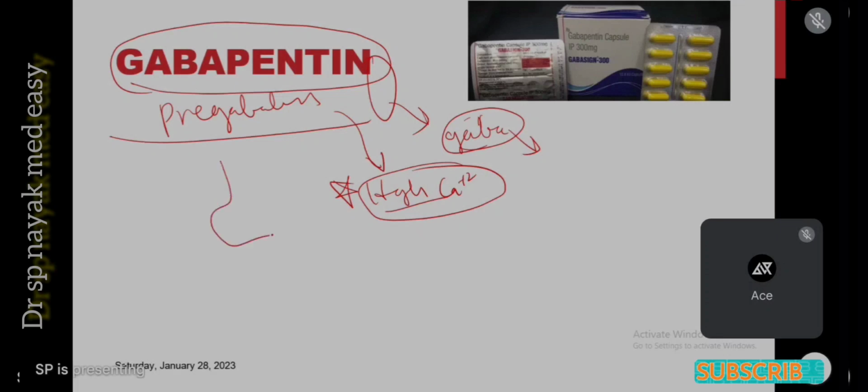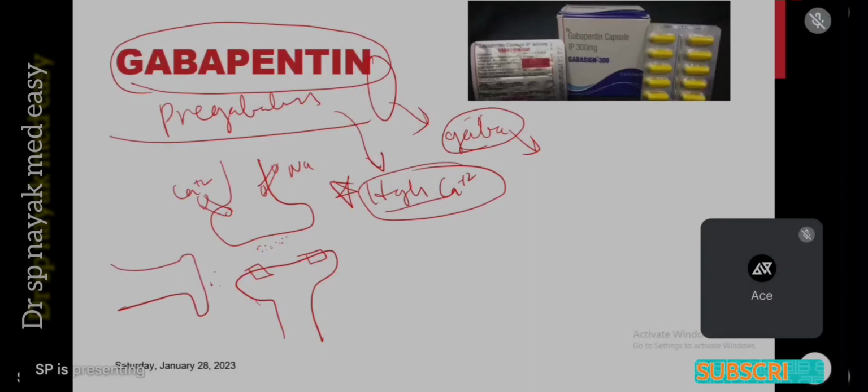Just imagine this is the presynaptic nerve and this is the postsynaptic nerve. Here sodium enters, this is the voltage gated sodium channel, and here we have the high voltage gated calcium channel. Here it releases glutamate. Here we have AMPA and NMDA. And here we have GABA. GABA will be released here and will fall on the GABA A receptor. Barbiturate will fall on the barbiturate site, benzodiazepine will fall on the benzodiazepine site, and it will decrease the actions of glutamate here.